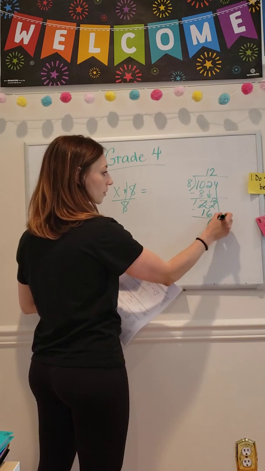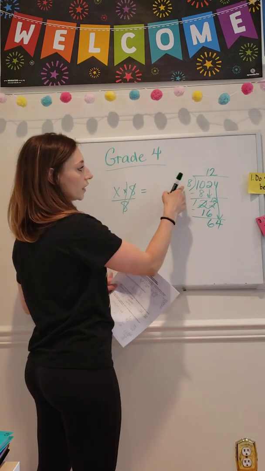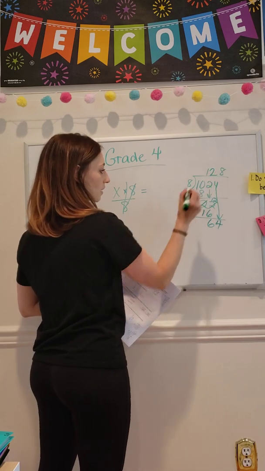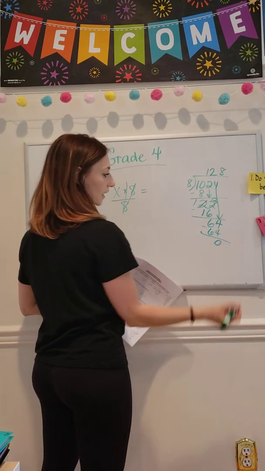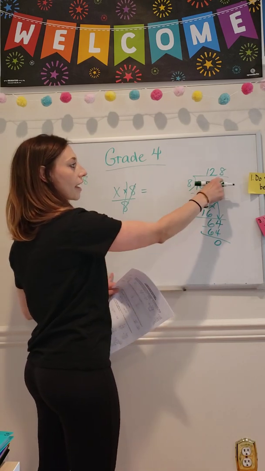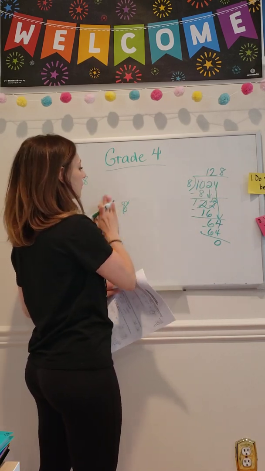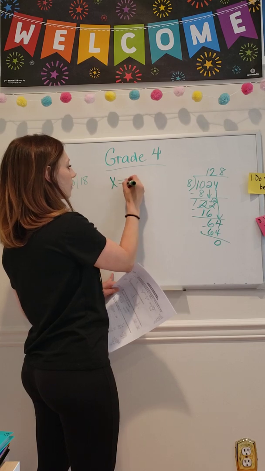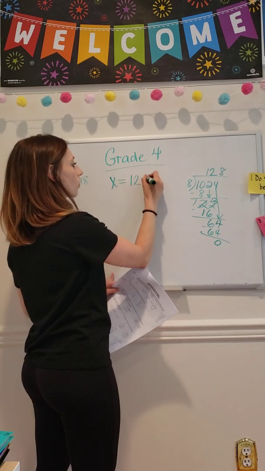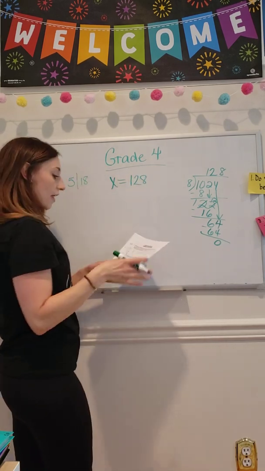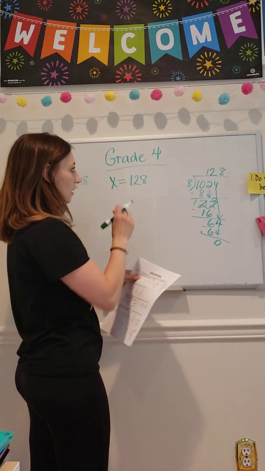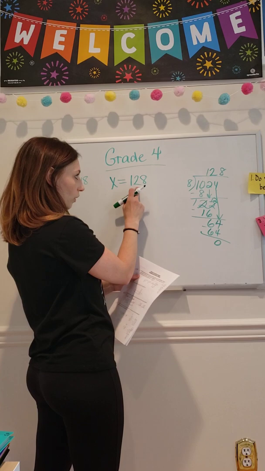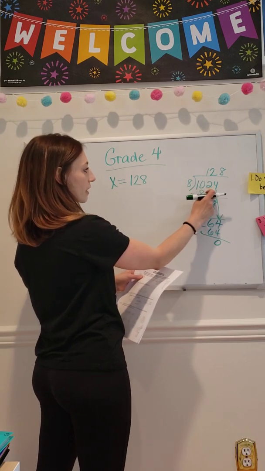I still have one more number, so I'm going to bring down my 4. 8 goes into 64 8 times. 8 times 8 is 64, and I subtract and get a 0. So I know that I have completed my division. So the mystery number that Ned started with is 128. And then if I go back and reread the problem, he was supposed to divide by 4, but instead he multiplied by 8. 128 times 8 is where he got 1024.